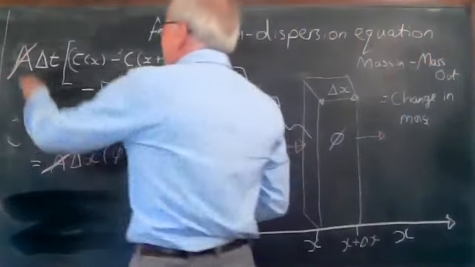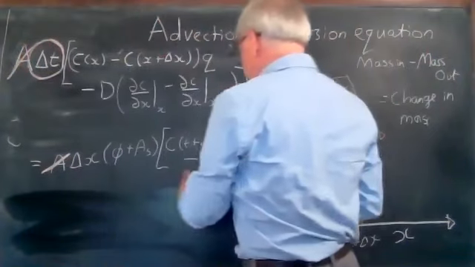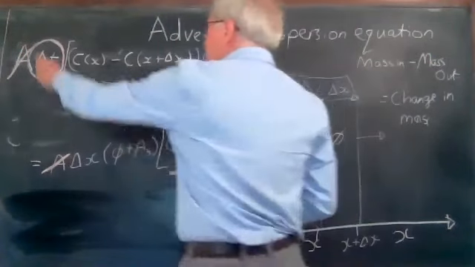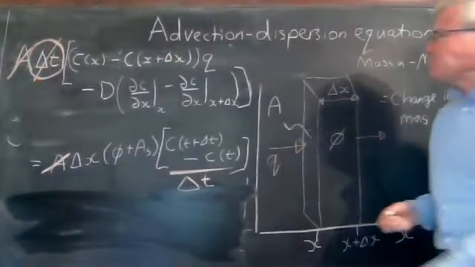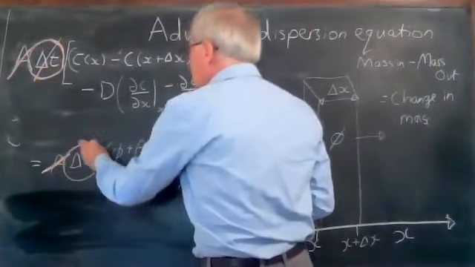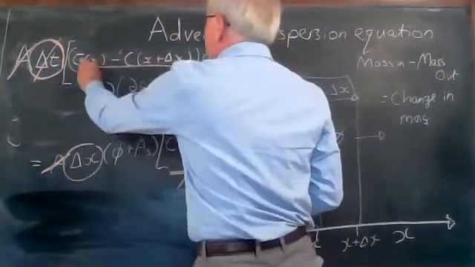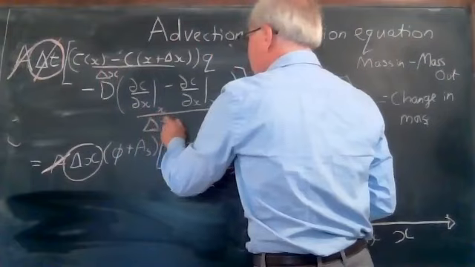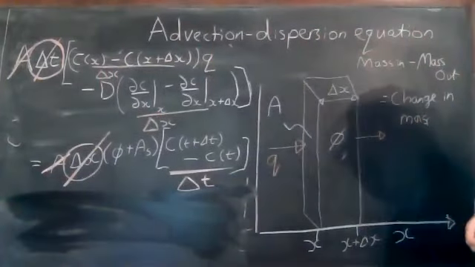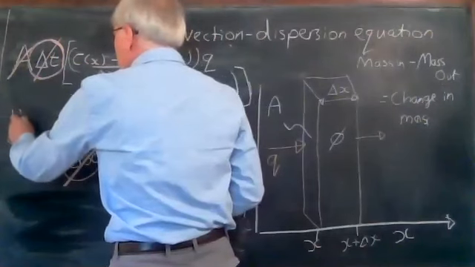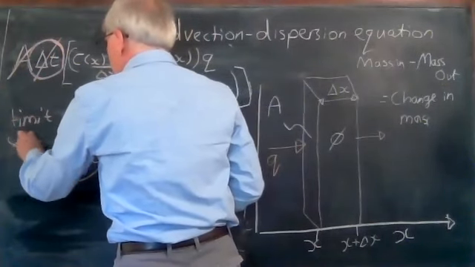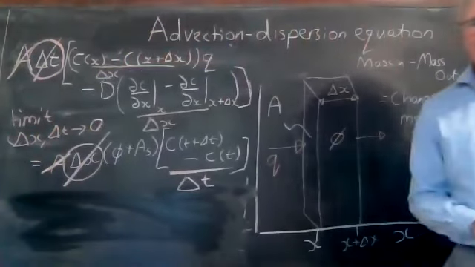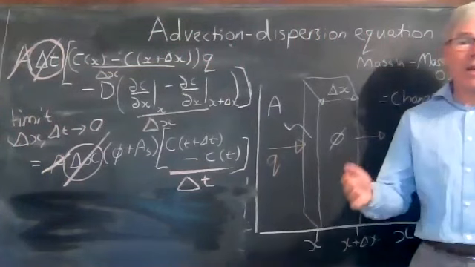So what I do is I take this delta t and put it down here. Okay, so that's delta t here. The delta x here, I'm going to divide these two, so we're going to have a delta x here and a delta x here. So that goes. And then I'm going to take the limit delta x and delta t to 0. Fantastic. So what do we get?